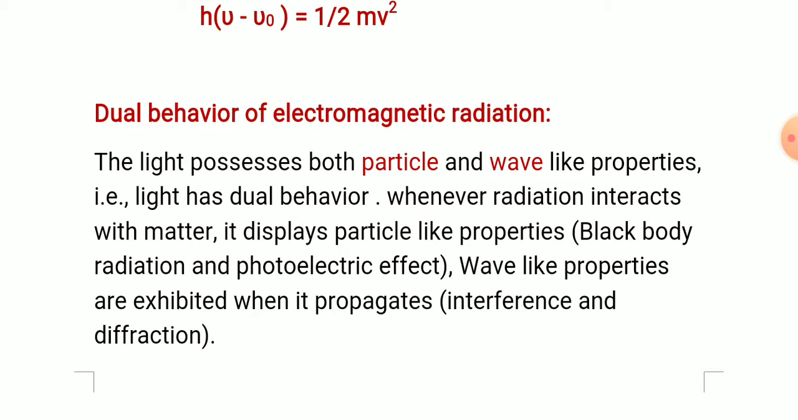So dual behavior of electromagnetic radiations means light possesses both particle and wave-like properties. Whenever radiations interact with matter, they display particle-like properties. For example, in the case of black body radiation and the photoelectric effect, light is assumed to be a particle, while the wave-like properties are exhibited when it propagates, that is, in the case of interference and diffraction, where it is assumed that light propagates in the form of waves.